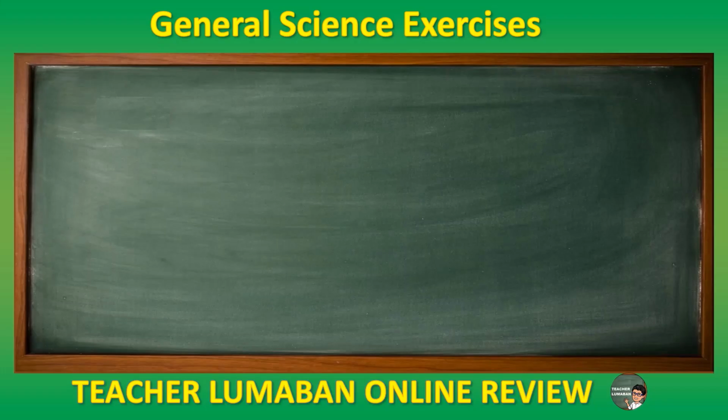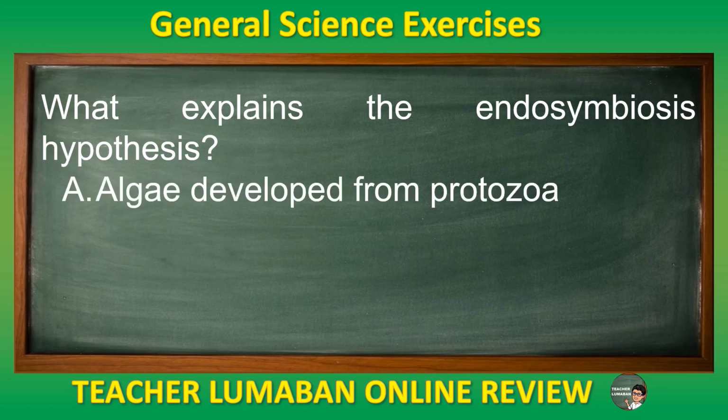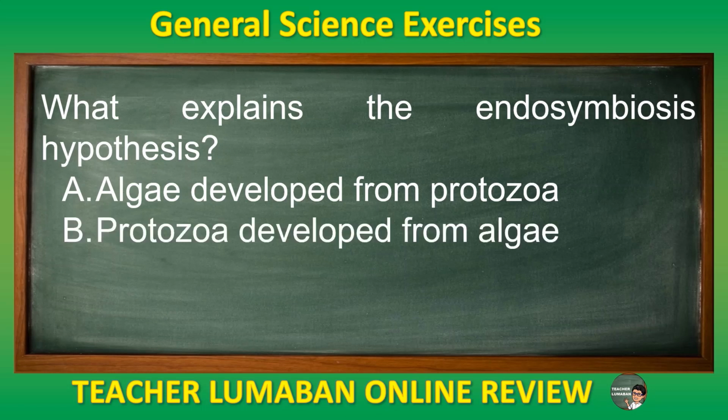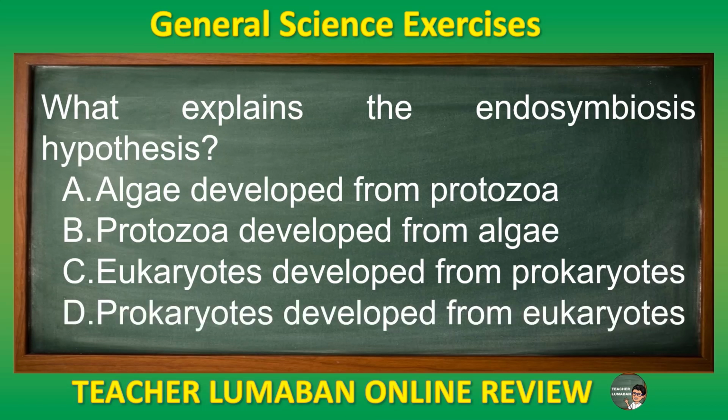What explains the endosymbiosis hypothesis? Letter A. Algae developed from protozoa. Letter B. Protozoa developed from algae. Letter C. Eukaryotes developed from prokaryotes. Letter D. Prokaryotes developed from eukaryotes. Choose the suitable answer based on the given choices in 5 seconds. 5, 4, 3, 2, 1. The correct answer is letter C.